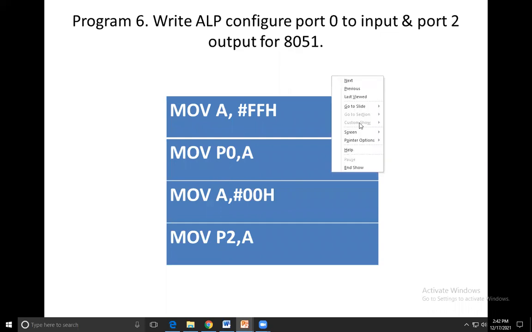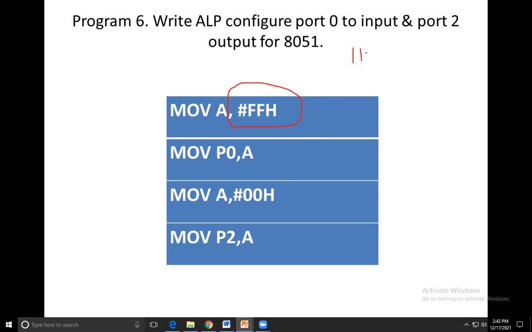When we have to use port 0 as the input port, you have to put a value of FFH, meaning all the lines of port 0 should be 1. So you have to move FFH into port 0, and you have to put a value of 00 into port 2. What is the meaning of that? When we use any port as an input port, you have to put a value of 1s, and if you want to make a port an output port, you have to put 0s in it.